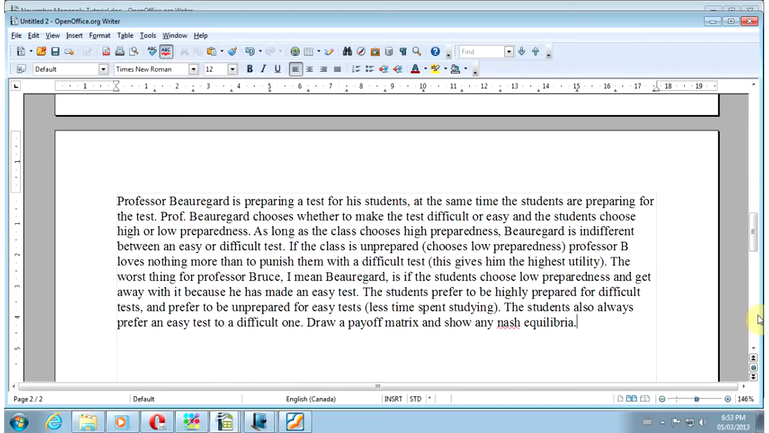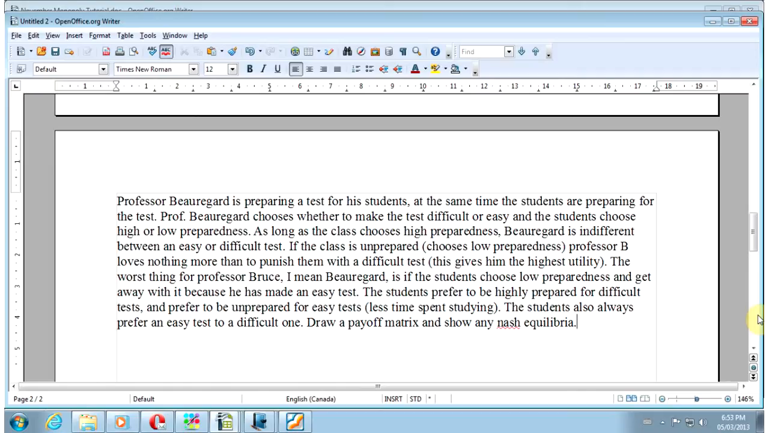This gives him the highest utility. The worst thing for Professor Beauregard is if the students choose low preparedness and get away with it because he's made an easy test. The students' preferences: they prefer to be highly prepared for difficult tests and prefer to be unprepared for easy tests because they spend less time studying. The students also always prefer an easy test to a difficult one. Draw the payoff matrix and show any Nash equilibria.